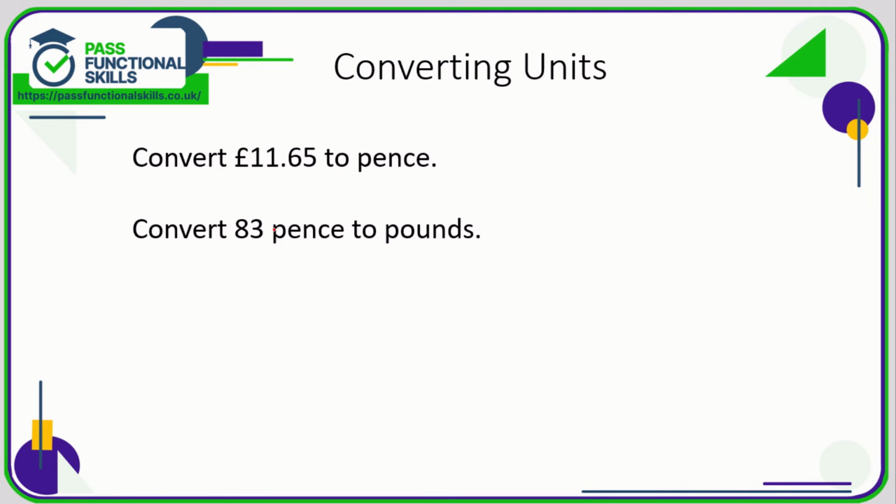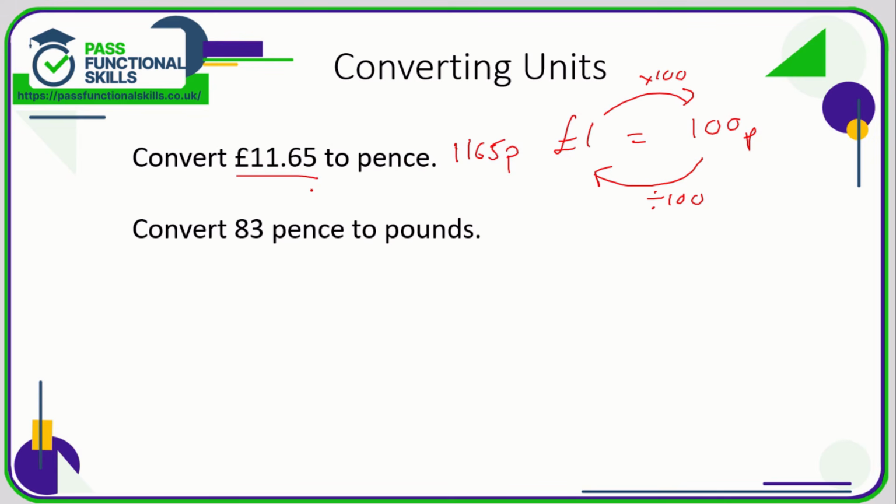Pence into pounds is quite easy because we know that £1 is 100 pence. So pounds to pence times by 100, pence into pounds dividing by 100. So £11.65 in pence, multiply that by 100 is 1165 pence. I don't know why you'd ever really need to do a calculation like that though. And 83p in pounds, divide that by 100. 83p is 83.0. Put some zeros in so that we can move the decimal point 2 places to the left. So it goes in front of the 8. So that's going to be £0.83.